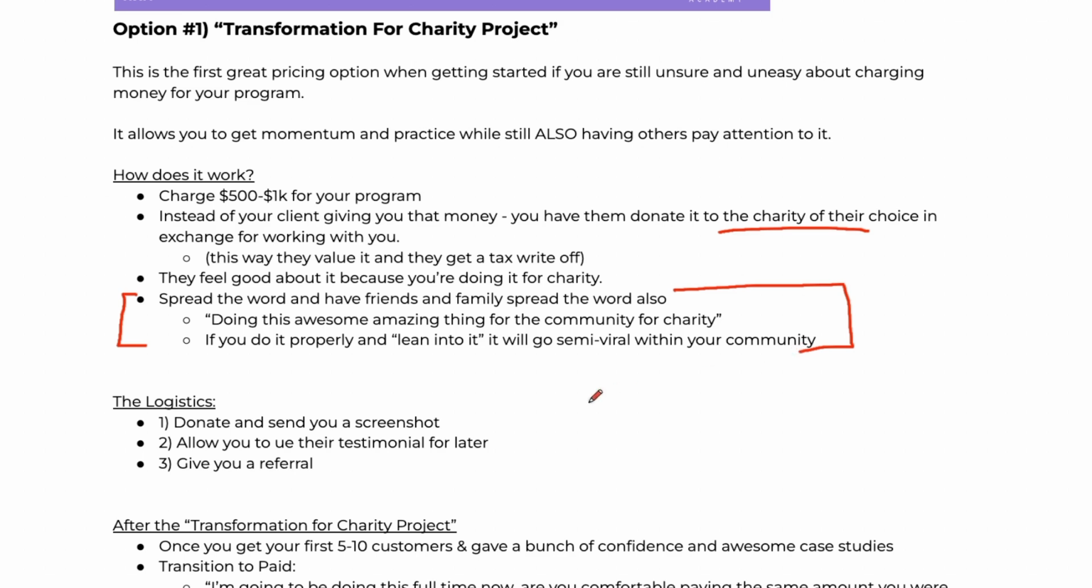Now, in terms of the logistics, all you got to do is have your student or your client donate and send a screenshot to you so that it's verified. Then you're also going to get permission from them to use their testimonial later, as well as getting a referral from them, okay?